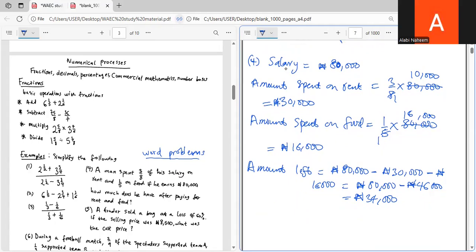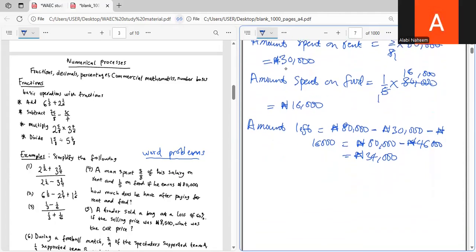You simply find the amount that 3 over 8 of his salary is, and also the amount 1 over 5 of his salary is, you add the two, then you remove it from the total amount he earns monthly. This is quite a simple problem. Let's move to more technical ones.